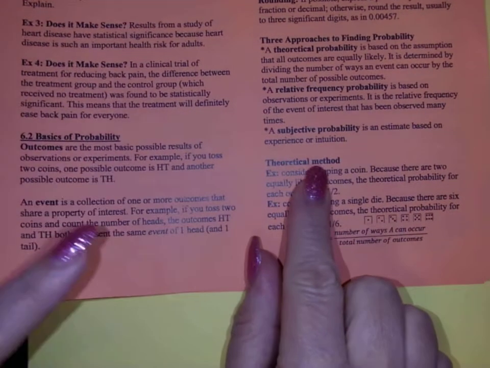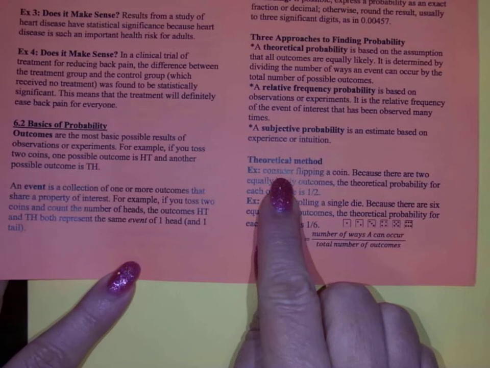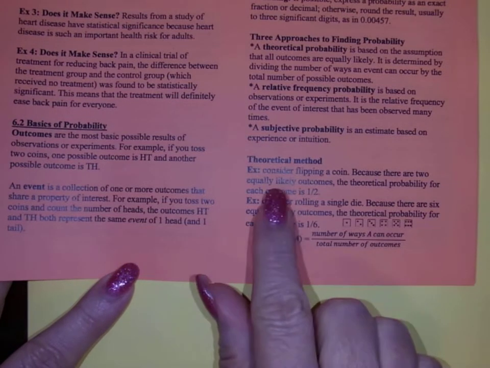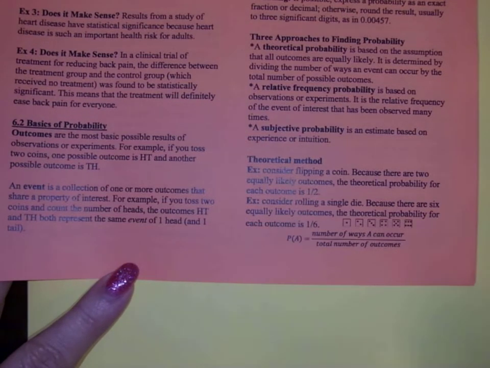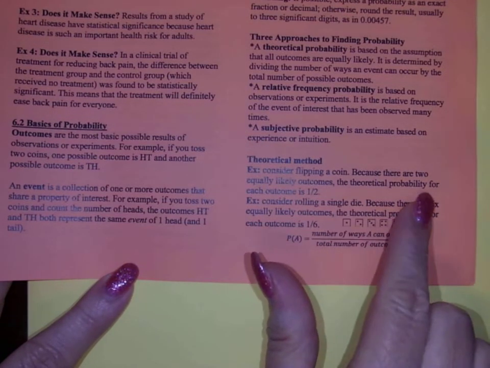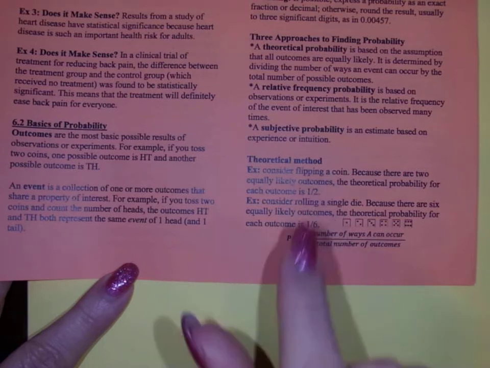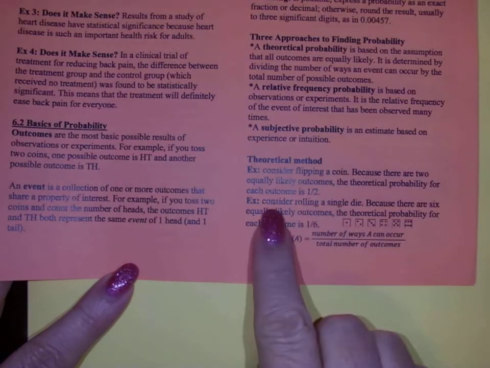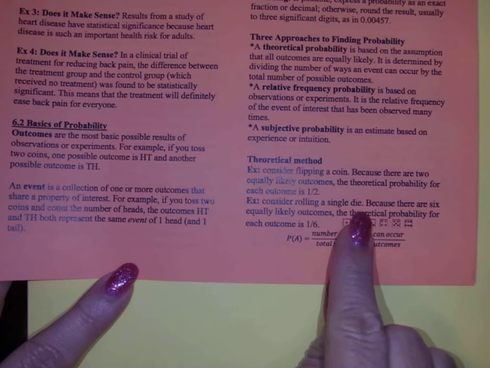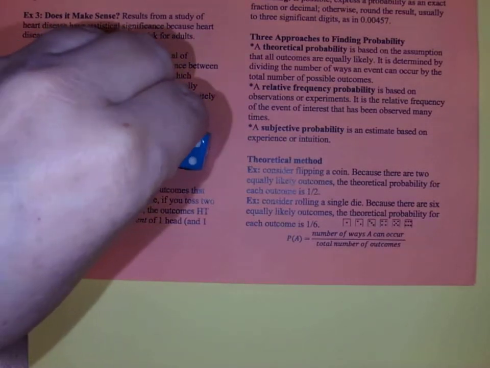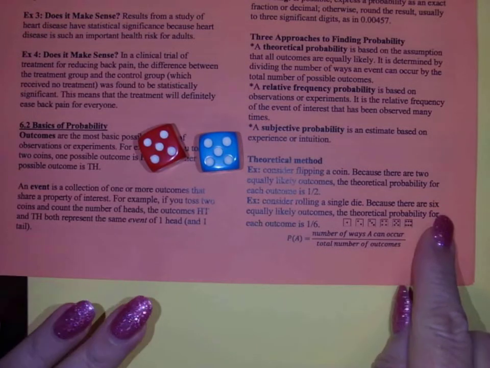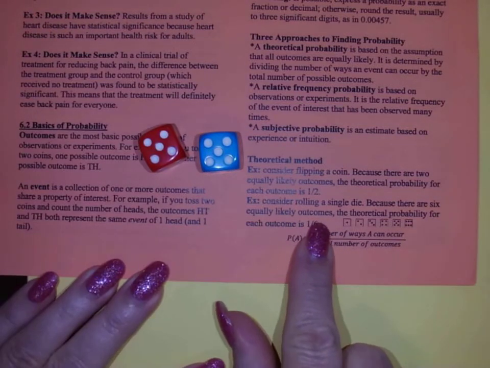So let's look at some theoretical examples. If we consider flipping a coin, because there are 2 equally likely outcomes like we talked about, the theoretical probability for each outcome is 1 out of those 2 possible equally likely outcomes. If we consider rolling a single die, because there are 6 equal sides to a die, there are 6 equally likely outcomes, so the theoretical probability for each outcome will be 1 out of 6.